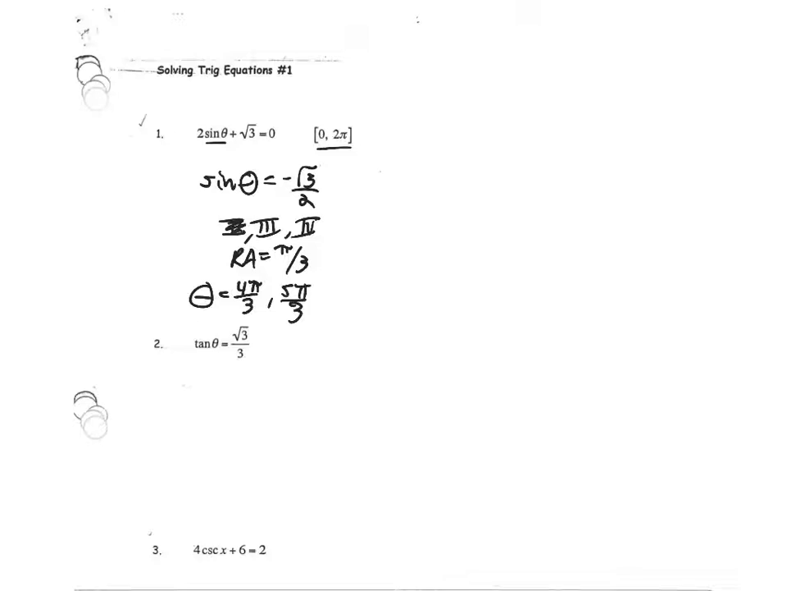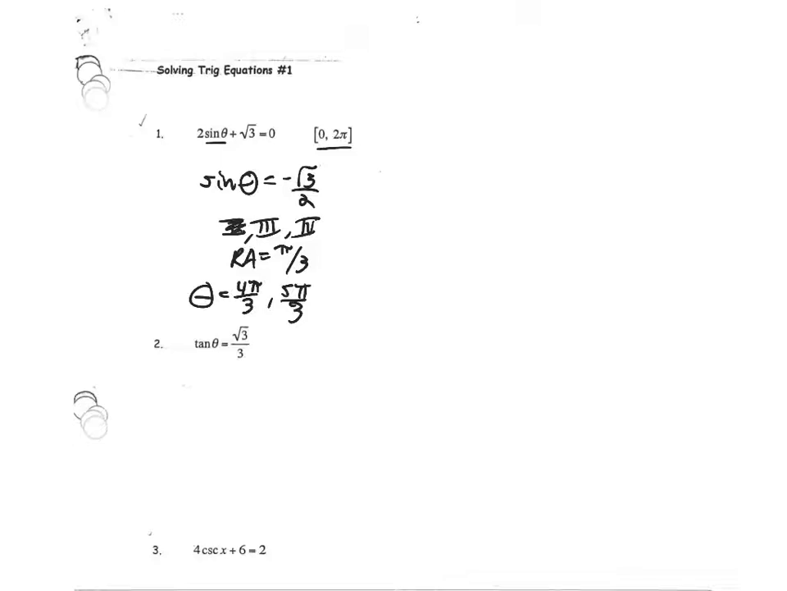Now, in reality, how many angles would return a sine value of negative root 3 over 2? There's really an infinite amount, right? Because we could keep going around the circle. But it restricted us here only between 0 and 2 pi. So hence 4 pi over 3 and 5 pi over 3.